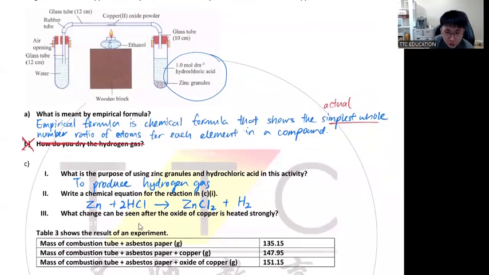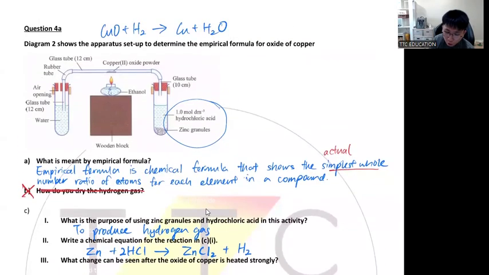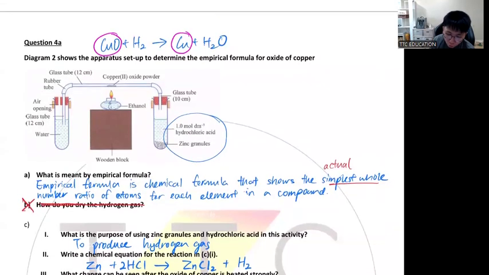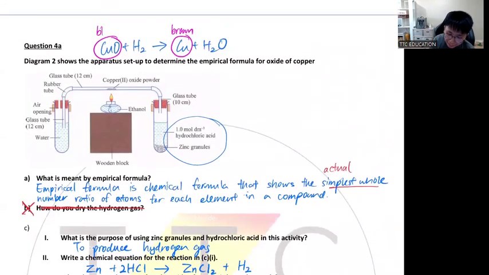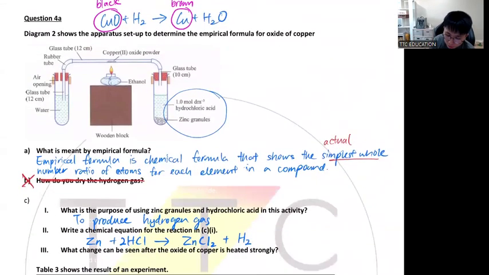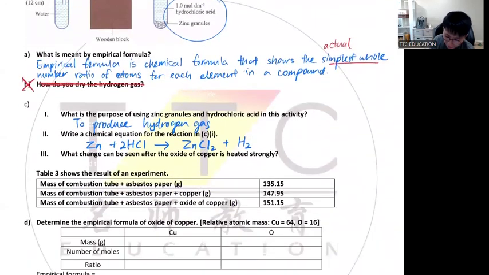Yeah, and what change can be seen after the oxide of copper is heated strongly? Okay, guys, just in case you all don't know, what was the original color of CuO and what is the color after heated for your Cu? Okay, so for those who forgot, the color for Cu is actually brown, my bad. Brown is also okay, and then CuO is black. So your answer here is supposed to be black solid turns brown.